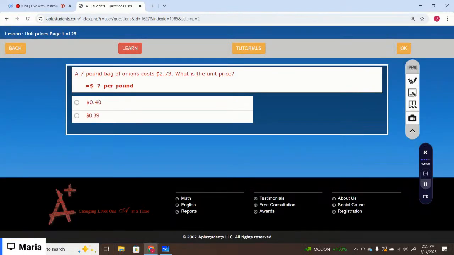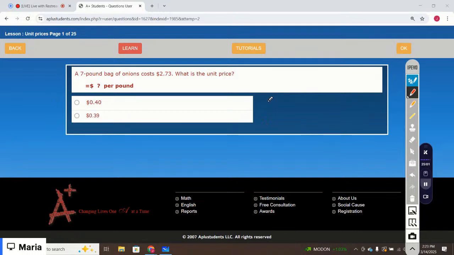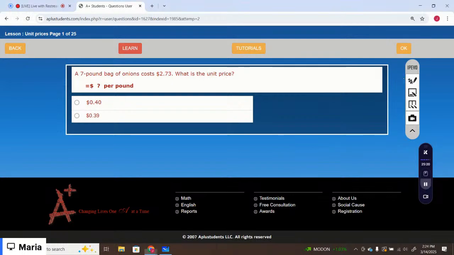A 7 pound bag of onions costs $2.73. What is the unit price? So you need to calculate the price of a 1 pound bag. So you need to divide it by 7. That is 2.73 divided by 7. So we can go for 7 times 3 is 21 and 7 times 9 is 63. That is 0.39. Option number 2 is the correct option.